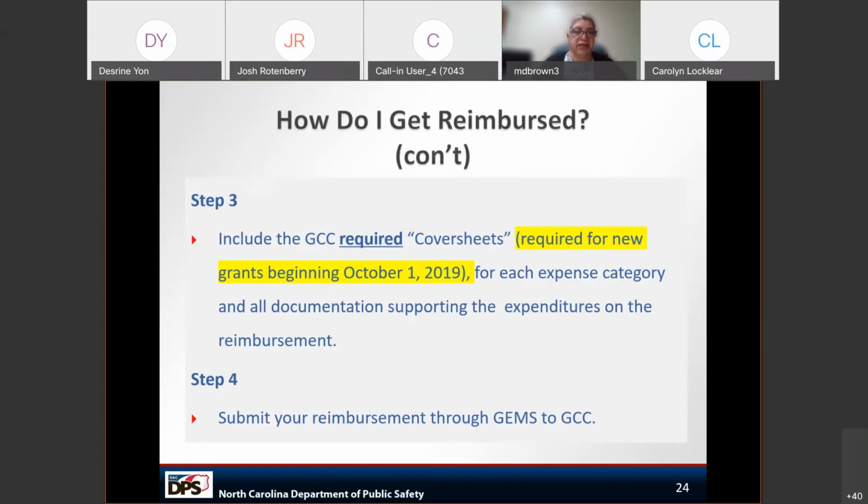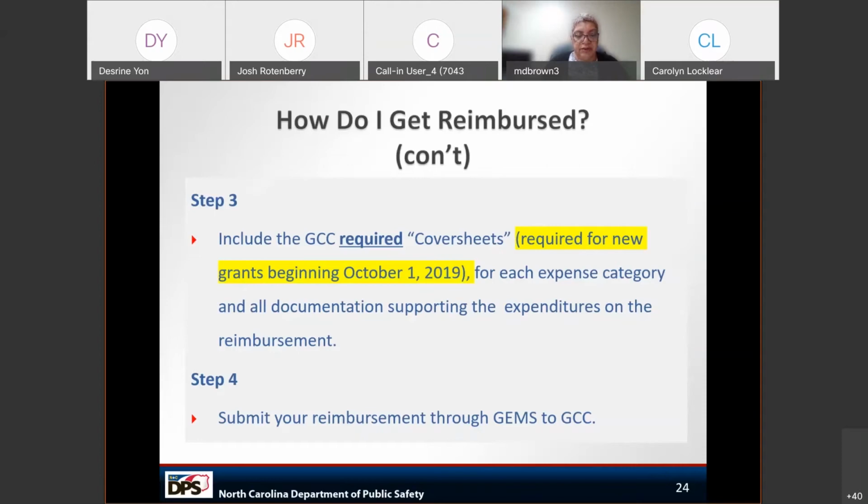And with the handwriting, it can get very foggy and messy, and it doesn't present well for us. And then it requires us to go through a lot of back and forth questions. So it should be a typed document. And again, then you'll submit your reimbursement through GEMS to GCC.